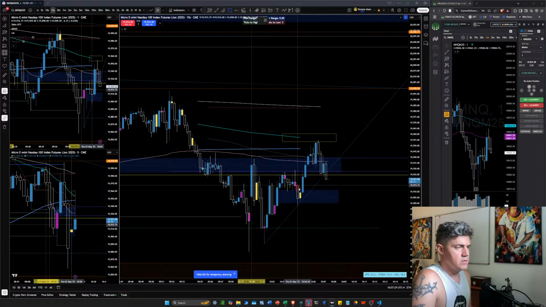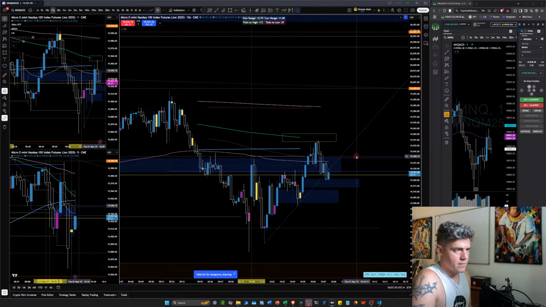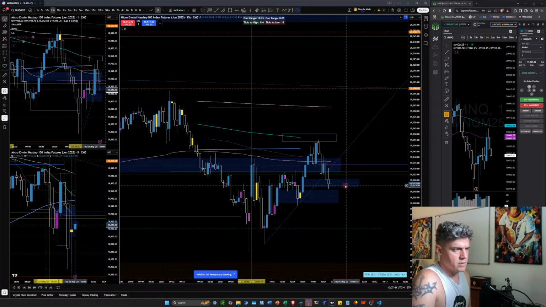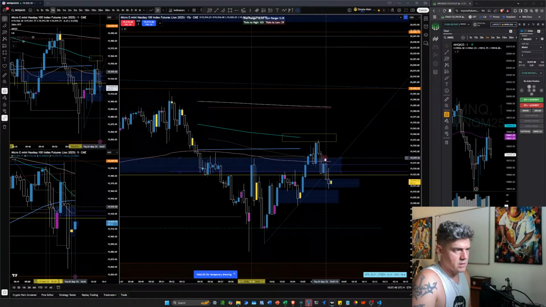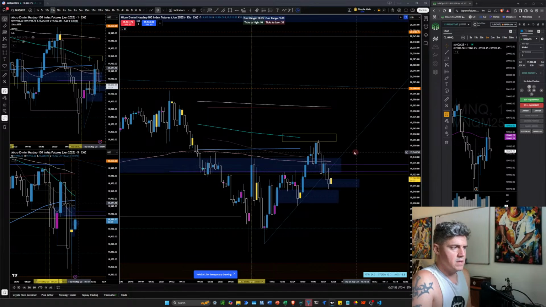Am I being a little too picky for an entry, or do I just need to hold my nose and enter? I want a 50% retracement. Should have just entered in this wick. Pullback here was a little... Don't want a FOMO, dude. Know what I'm saying? No FOMO.